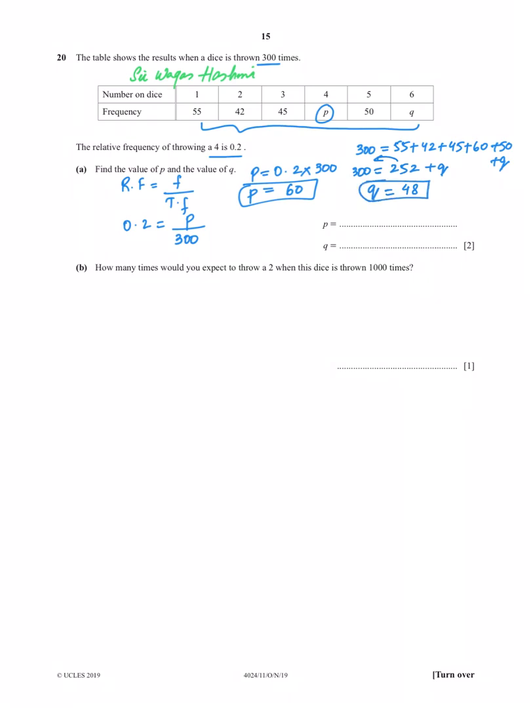In part B, it says how many times would you expect to throw a 2 when this dice is thrown 1000 times. So the probability of a 2 is 42 divided by the total frequency 300, and we are throwing it 1000 times. Now you need to simplify it. 2 zeros and 2 zeros cancel, 3 ones are 3, 3 ones are 3, 3 fours are 12, 14 multiplied by 10 gives you the value of 140, and that is your answer.